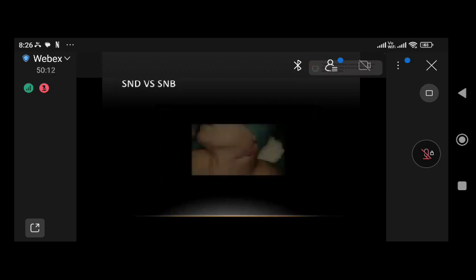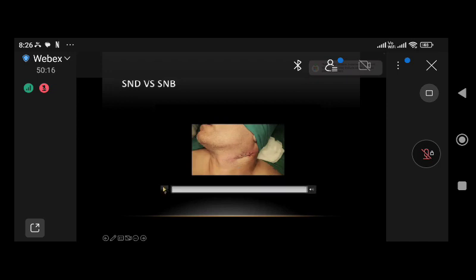This is the small incision. However, you must understand this requires a whole lot of expertise. It is not something that we should start doing right at the beginning of our careers. It is better to learn and perform a good elective neck dissection, but you all should be aware of this procedure of sentinel node biopsy.